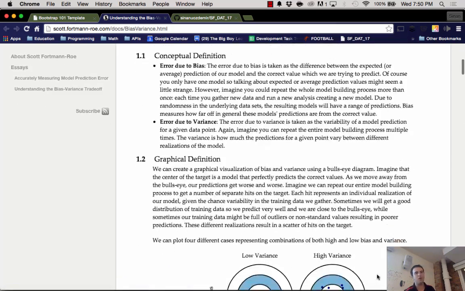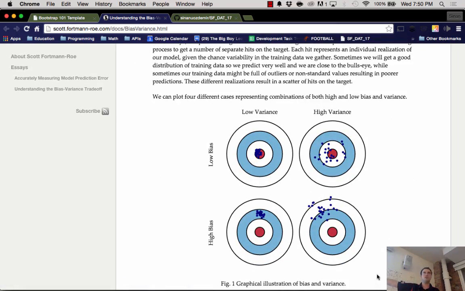Perfect example, I love these targets. Low bias, high variance. I'm sorry, what I just said: low variance, high bias at the bottom left. Low variance means I keep hitting pretty much the same place. The high bias part is it's not the target.